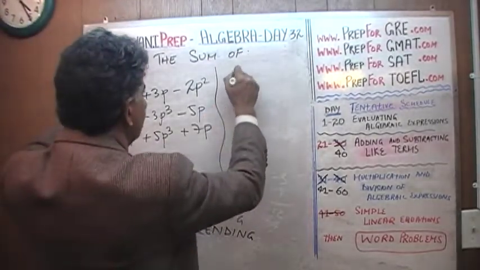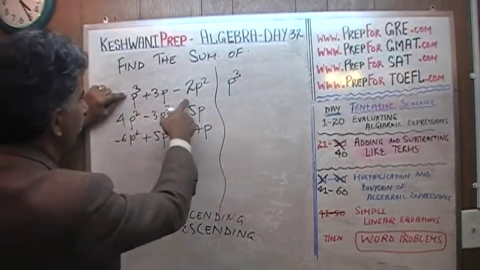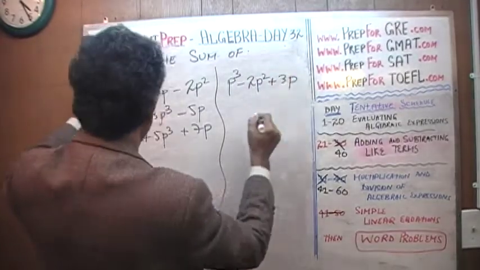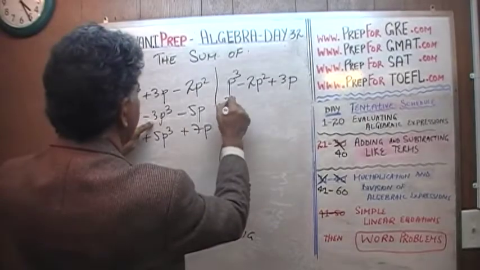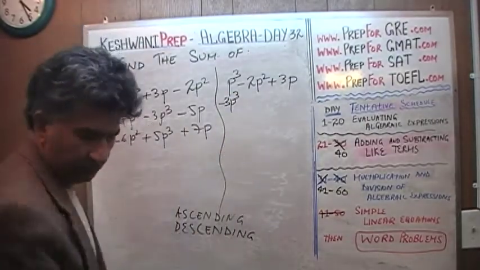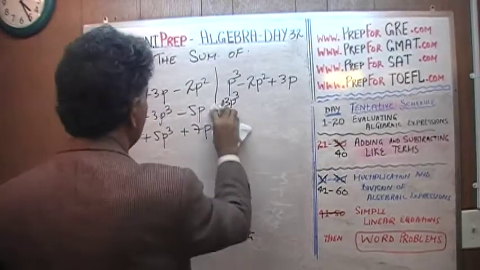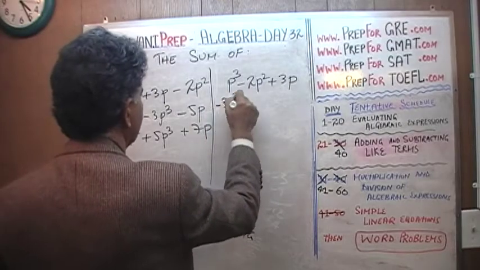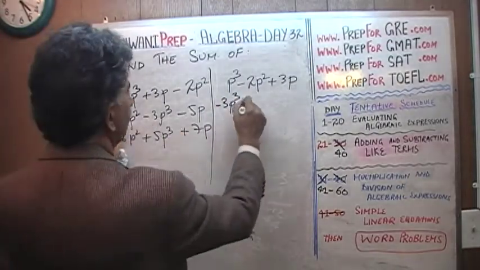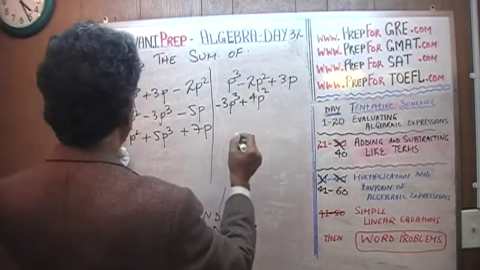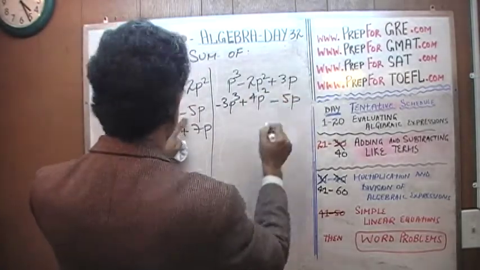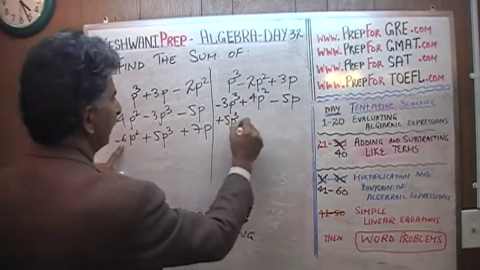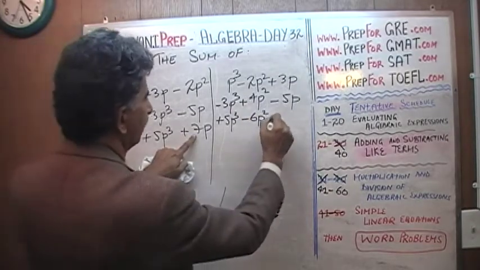So p cubed, as I said, in the descending order. First the p cubed, then the p squared, minus 2p squared, then the 3p. Same thing here. Negative 3p cubed. They're not lining up properly, and I don't like the way it looks. Negative 3p cubed right here, plus positive 4p squared, and then negative 5p. Positive 5p cubed, negative 6p squared, positive 7p.